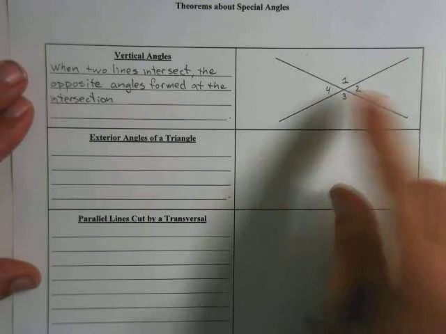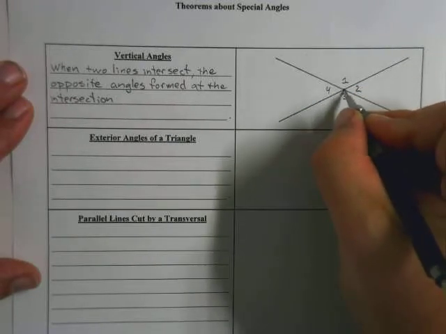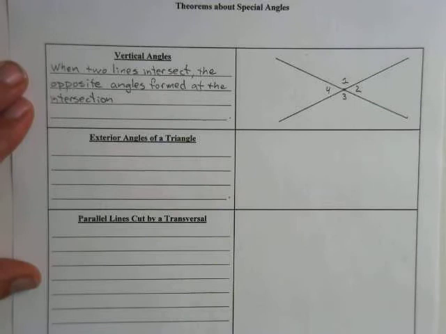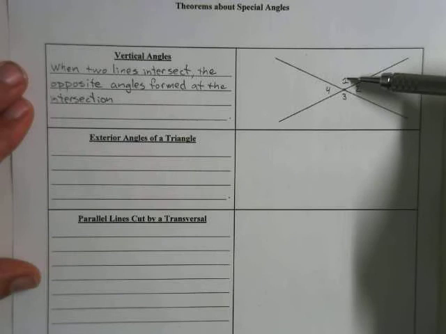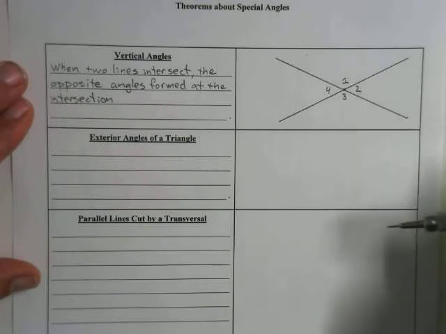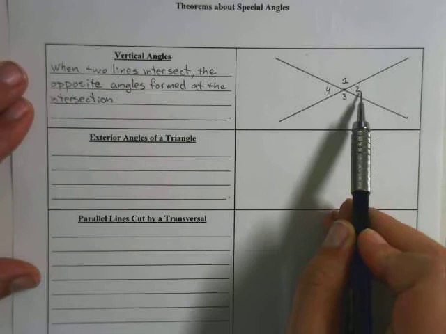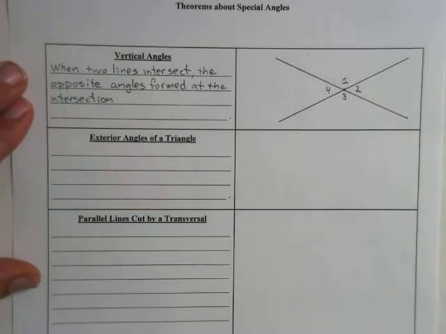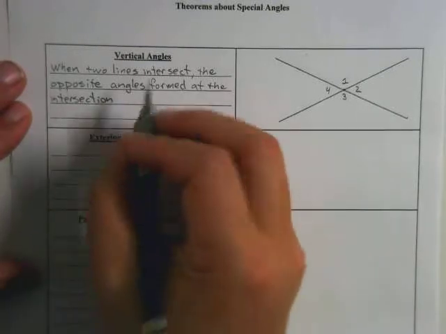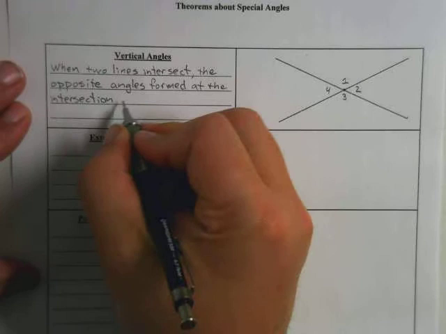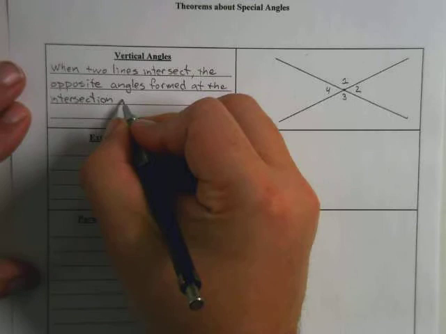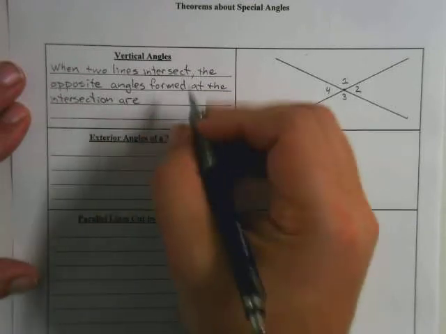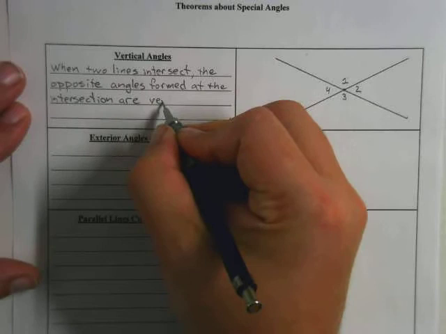Here is your point of intersection. Okay. This is your point of intersection. And the opposite angles would be the angles that are across from each other. So angle 1 and angle 3 are opposite from each other, and angles 2 and 4 are opposite from each other. Okay. Those angles are vertical angles.